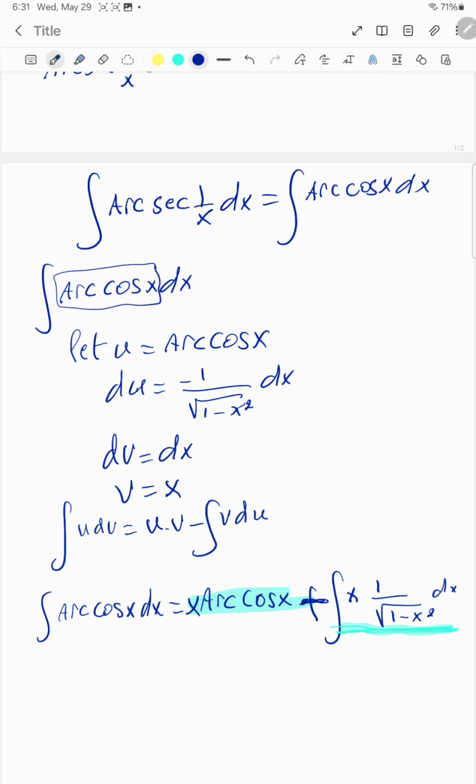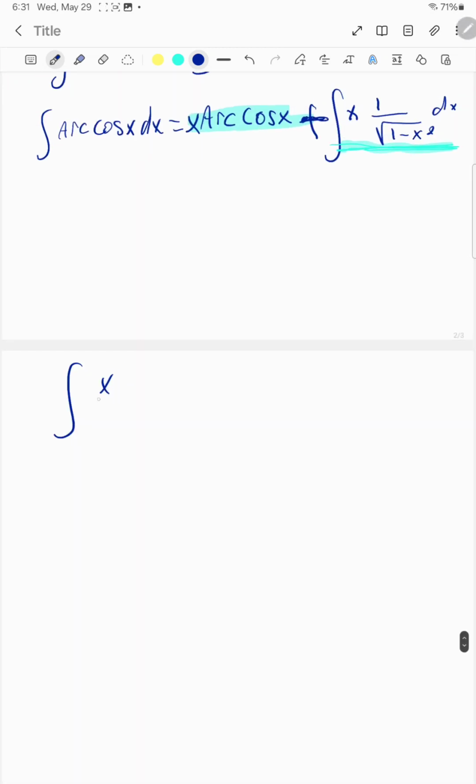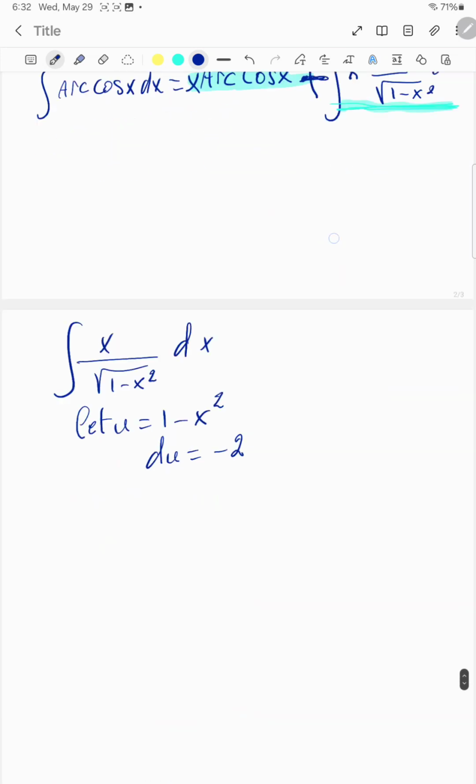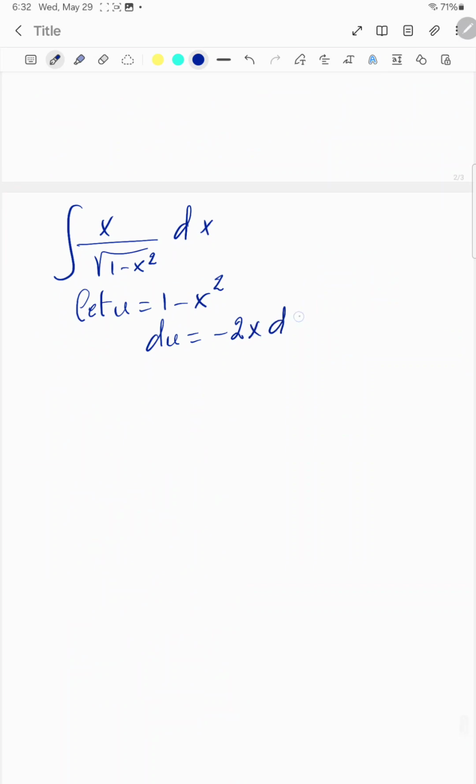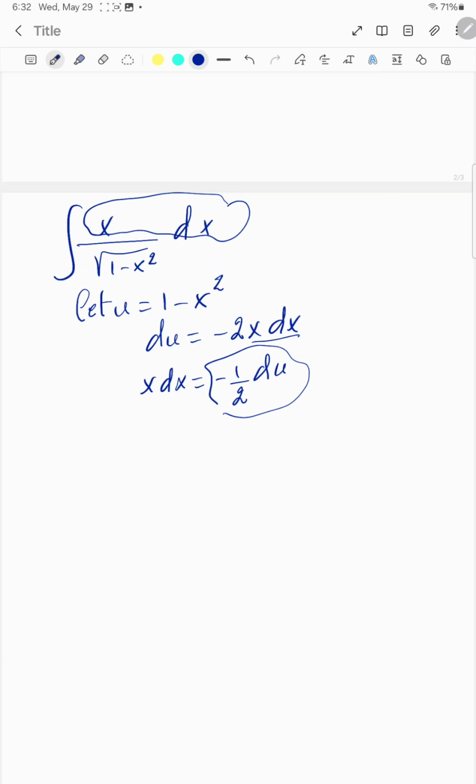So let's do the integral of x divided by the square root of 1 minus x squared dx. Here I say let u equal 1 minus x squared. So my du is equal to minus 2x dx. So my x dx is equal to minus 1/2 du, because du divided by minus 2 is minus 1/2 du. So here I replace my x dx by minus 1/2 du.